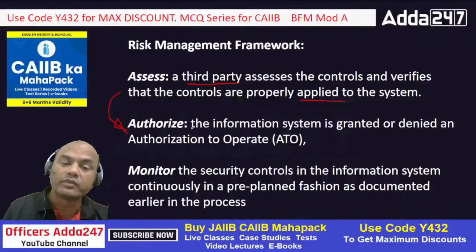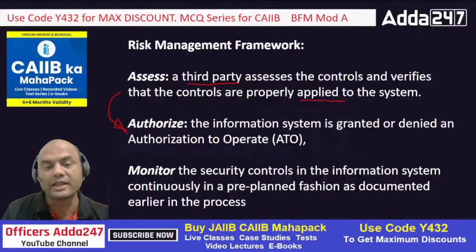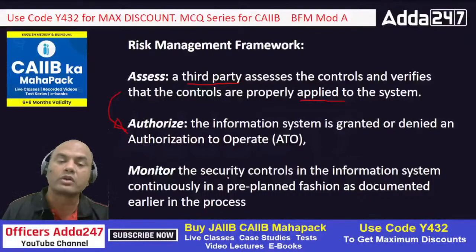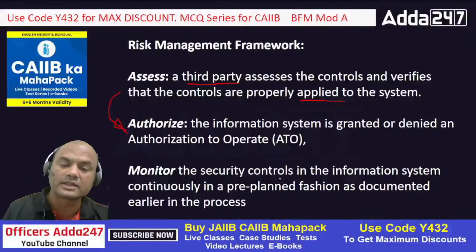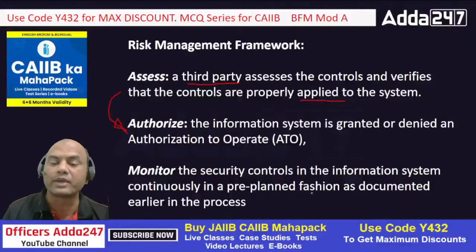Then monitor. Even after going live, for at least the first 6 to 7 months, any system is monitored. What all are the flaws in that? What all are the drawbacks? What all are the limitations? Monitor the security controls in the information system continuously in a pre-planned fashion, as documented earlier in the process. So we have to monitor the security controls in the information system.